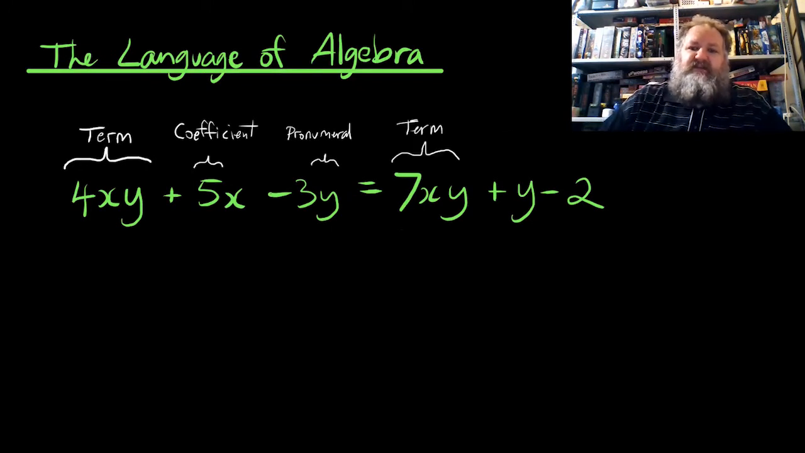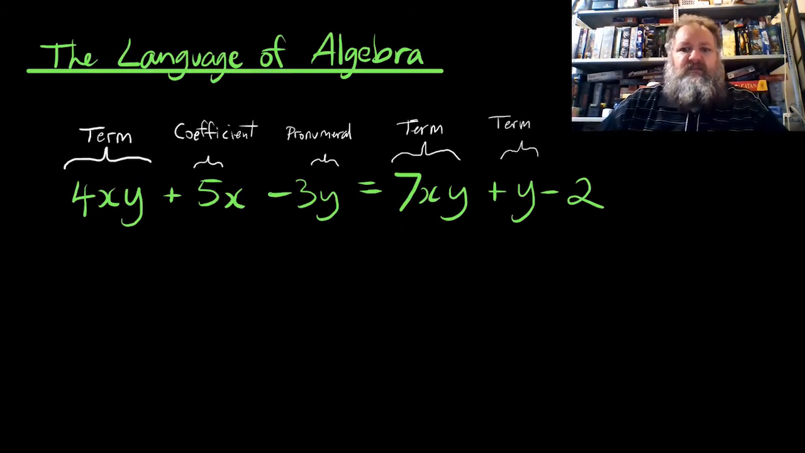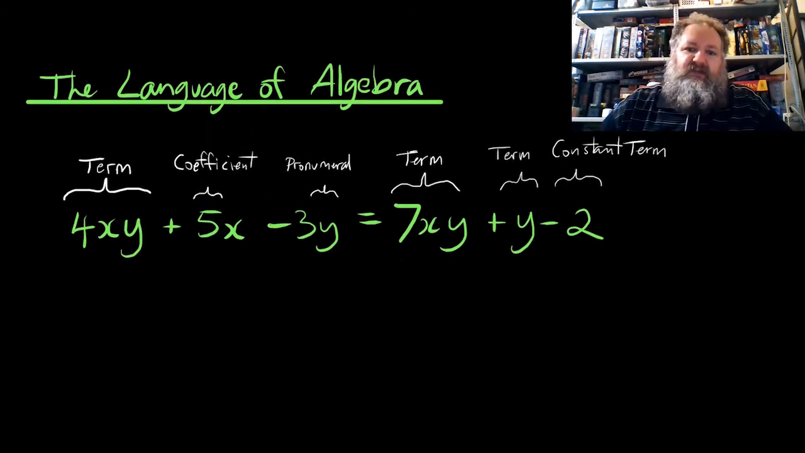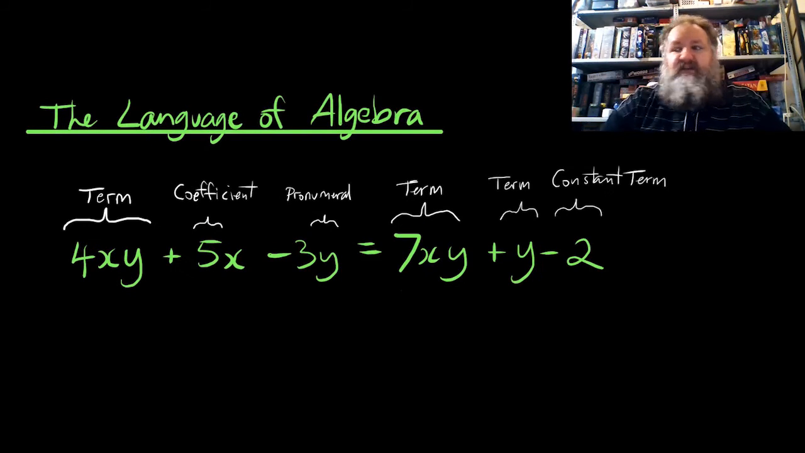Now, these other two parts over here, these first two, are also just terms made up of coefficients and pronumerals. But this last term is a little bit different. There is no pronumeral. It is just the number. So this is referred to as a constant term, making sure that you can see that I've written it there. So this constant term is always going to be -2. No matter what we do with the rest of the equation, it will always be -2. It's constant.